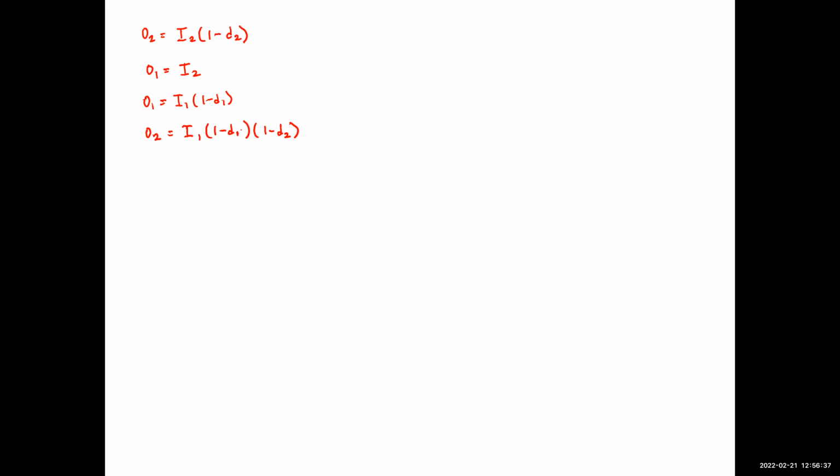So now my O2 no longer has this I2 unknown, right? I don't have that information. My expression for O2 is now in terms of D1, D2, which I know, and the I1, which is the unknown that I'm trying to solve for. Okay, so I got an expression in terms of the knowns and also the unknown that I'm searching for. So that's for O2.